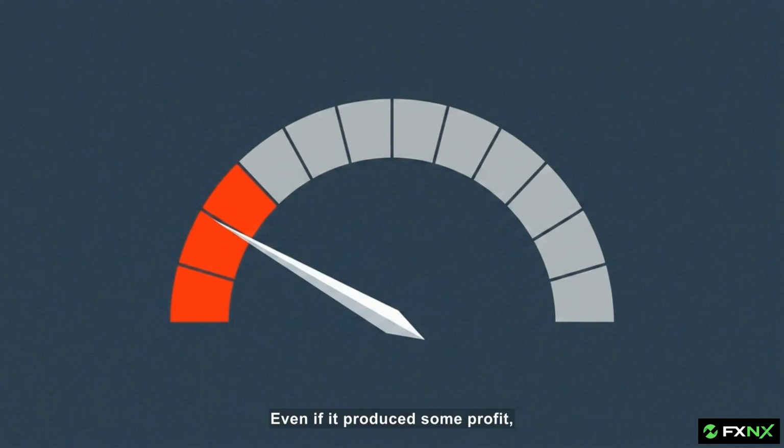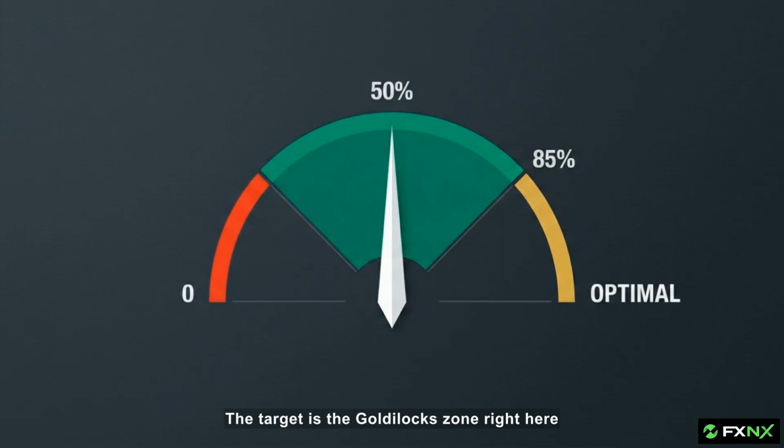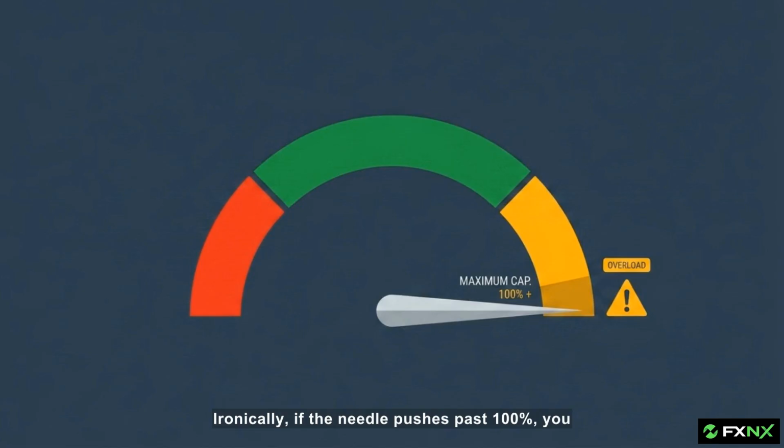Even if it produced some profit, the severe efficiency drop proves the initial results were curve-fitted. The target is the Goldilocks zone, right here in the middle, between 50 and 85%. Losing some efficiency on unseen data is normal, and landing in this bracket confirms you have a profitable, robust system. Ironically, if the needle pushes past 100%, you should be cautious. Performing better on blind data than on optimized data is highly unusual and usually points to a temporary lucky streak.